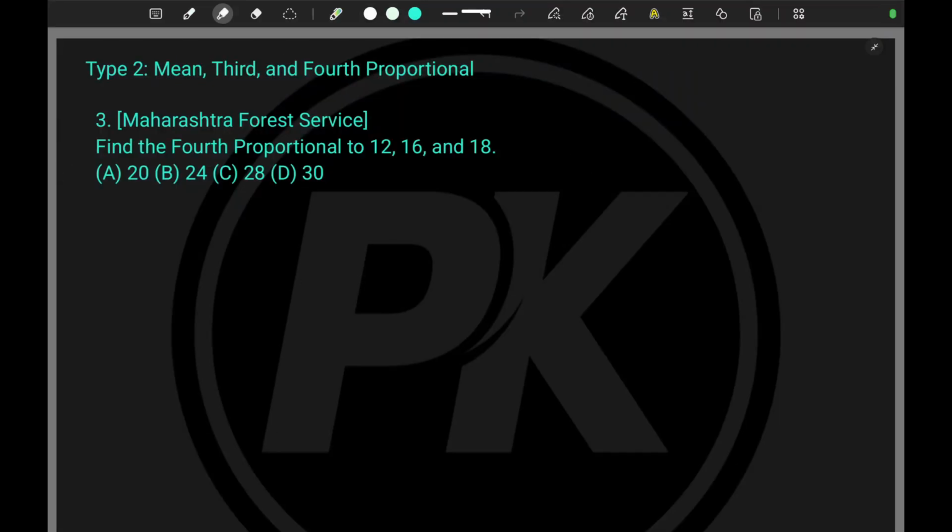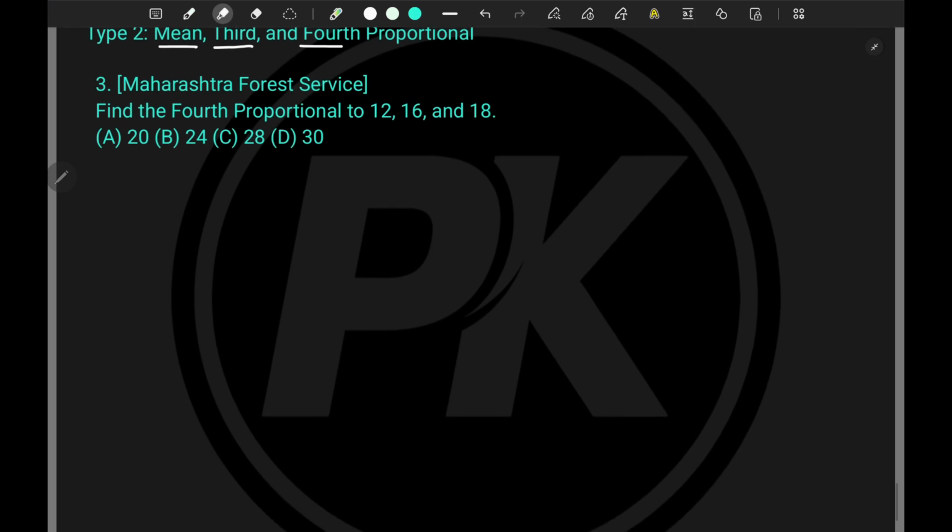Now, let's move to type number 2. Type number 2 is about mean, third, and fourth proportional. We have already seen what is mean proportional, what is third proportional, and what is fourth proportional. Now, question number 3, which was asked in Maharashtra Forest Services: find the fourth proportional to 12, 16, and 18.